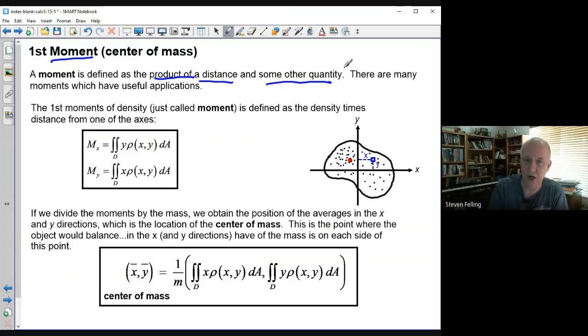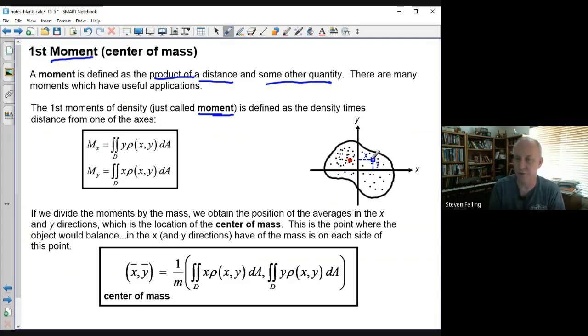Some of the most common ones are the first moment of density, which is just called moment for material, defined as the density times the distance from one of the axes. So in two dimensions, if we have two axes, then we actually have two moments, a moment for x and a moment for y. The moment for x is defined as the distance times the density, where the distance is from the x-axis, which is actually the y variable of that point x, y.